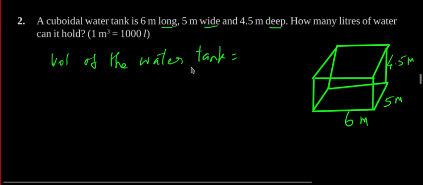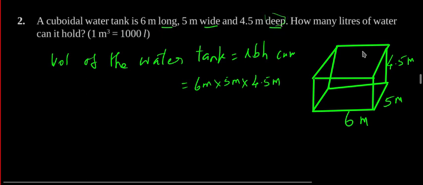What is the volume of the cuboid? It is L into B into H cubic unit. Okay, let me substitute in this formula. Length is 6 meter into breadth is 5 meter into height will be 4.5 meter. Depth, how deep it is going? The depth is nothing but the height of the water tank.